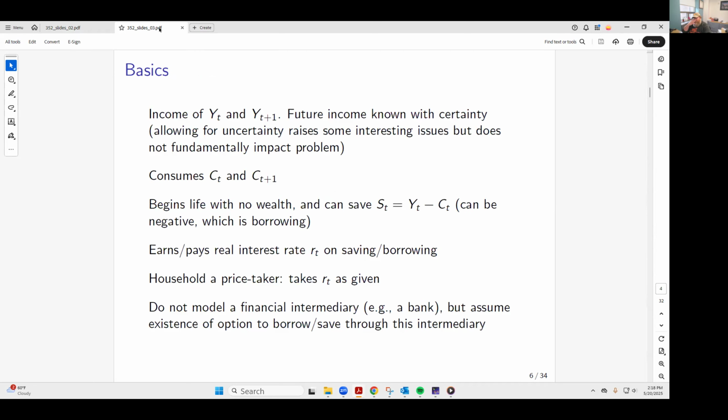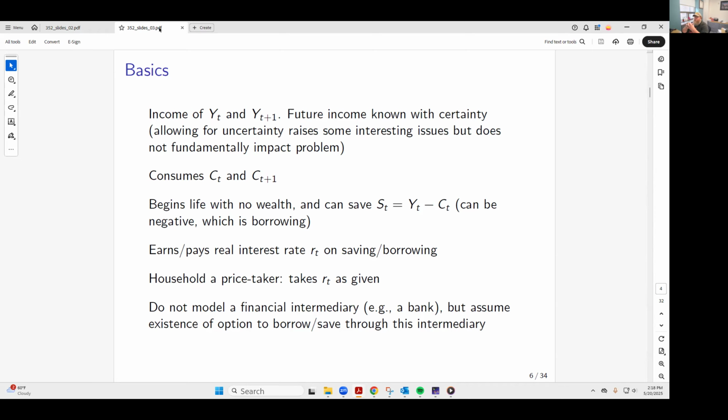Okay, so here are the basics. The idea is that the representative agent is going to have two income realizations: an income realization in time period T, and another income realization in time period T plus 1. They're going to consume C_T and then consume C_T plus 1 in the future time period. We're going to assume no savings, so there's no endowment here necessarily.